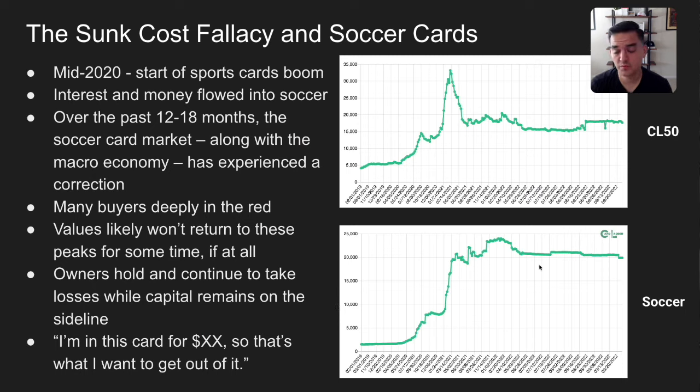So many buyers, especially people who bought the top, are pretty far in the red. And a lot of the values won't likely return to the peaks for a long time, if at all. And I think what you'll see here is that owners will hold and continue to take losses while capital remains on the sidelines, because they bought the top and they want to try and get back the cost that they put into these cards in order to sell them, when in reality, it's unlikely to happen. And you often hear people say, oh, I'm in this card for X dollars. That's what I want to get out of it, even if that has nothing to do with the market value of the card.